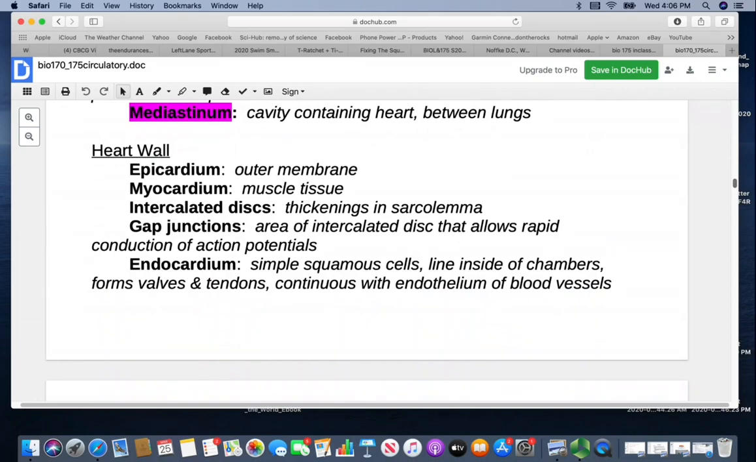So if we look at the heart wall, going from more superficial to deeper, you have the epicardium that's the outer membrane. Myocardium is the muscle tissue. So it is cardiac muscle. So you're going to have intercalated discs, which are thickenings in the sarcolemma. And within those intercalated discs, you have little gap junctions that will allow the rapid conduction of action potentials. This is going to allow the heart muscles to contract together. Endocardium is going to be simple squamous cells that are going to line the inside of the chambers. It will fold back on itself to make the valves and tendons in the heart, and it will be continuous with the endothelium that will line the blood vessels.